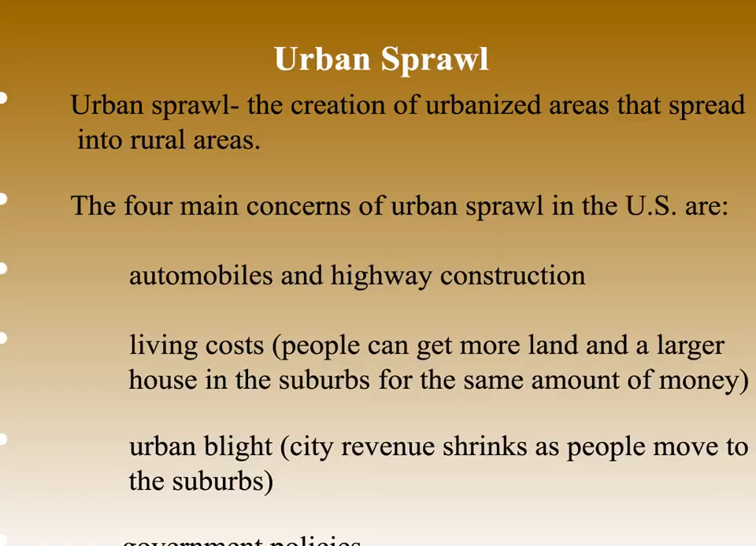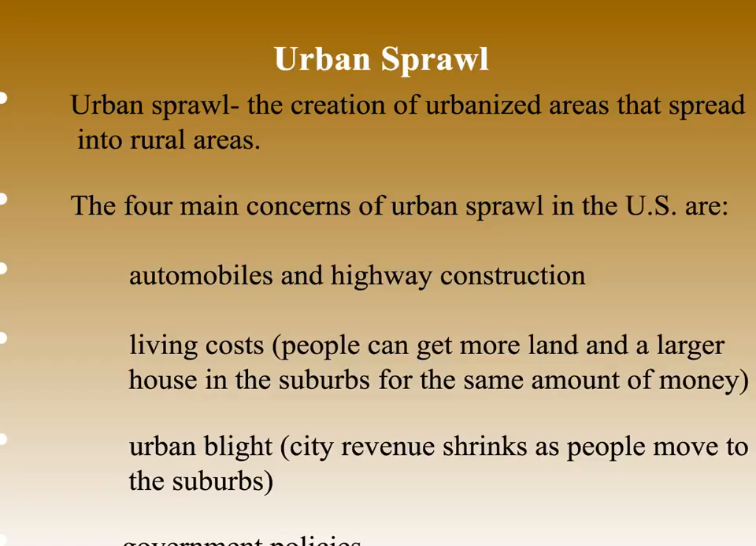There are 4 main concerns of urban sprawl in the U.S. One is automobiles and highway construction. Because people are moving further and further out from the city, from where they work, we're having to build more and more highways and have more construction. If there's more highways, we're going to be burning more fossil fuels because people are going to be driving more. And especially around here in the Dallas-Fort Worth area, our mass transit is not very good. If you go to New York or Chicago or San Francisco, or many other big towns in the United States, they have great mass transit systems to use. Around here, our mass transit is not very much.